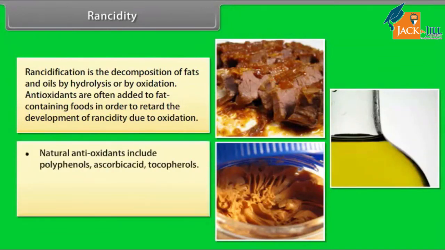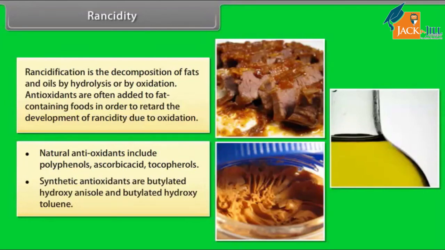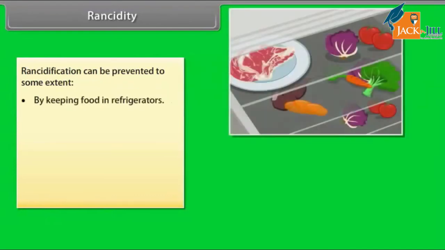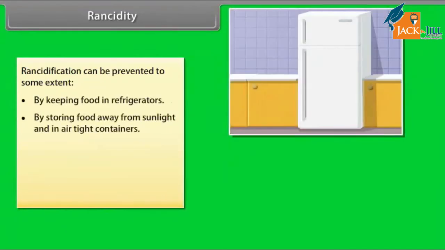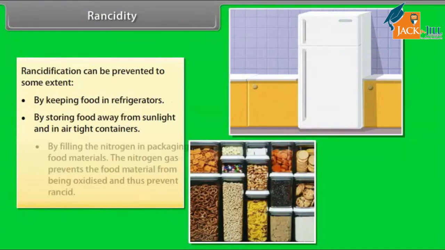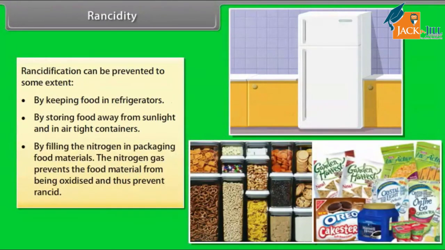Natural antioxidants include polyphenols, ascorbic acid, tocopherols. Synthetic antioxidants are butylated hydroxyanisole and butylated hydroxytoluene. Rancidification can be prevented to some extent by keeping food in refrigerators, by storing food away from sunlight and in airtight containers, by filling nitrogen in packaging food materials. The nitrogen gas prevents the food material from being oxidized and thus prevents rancidity.